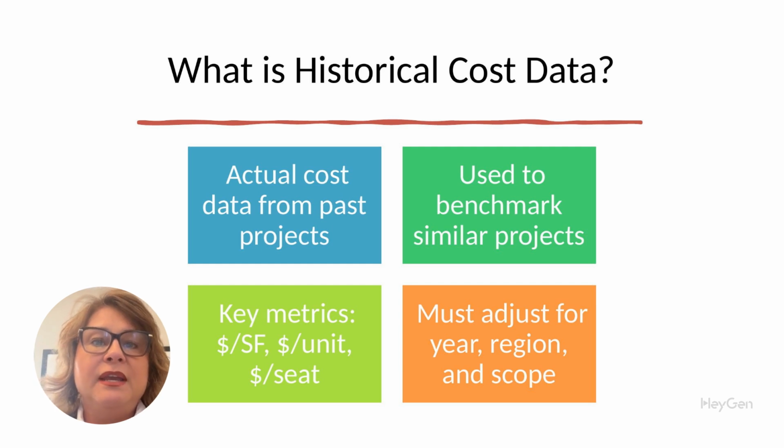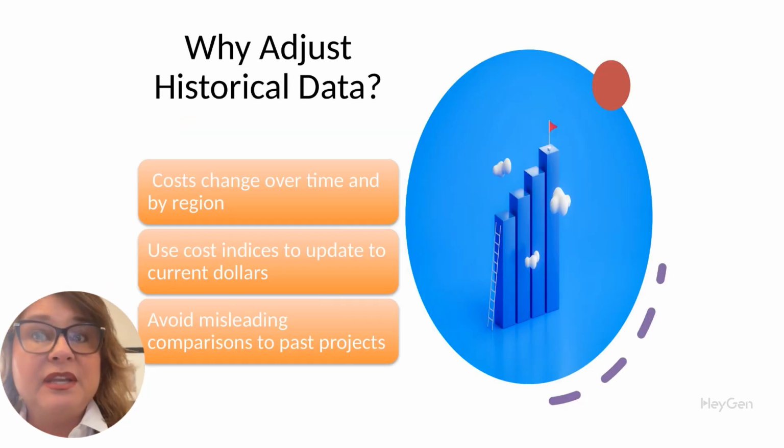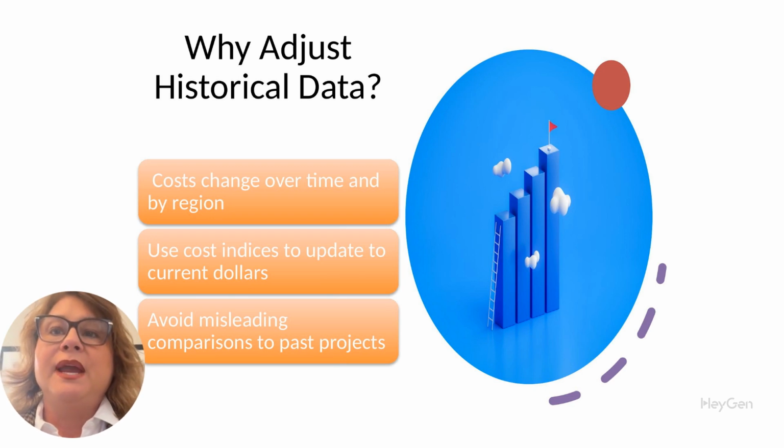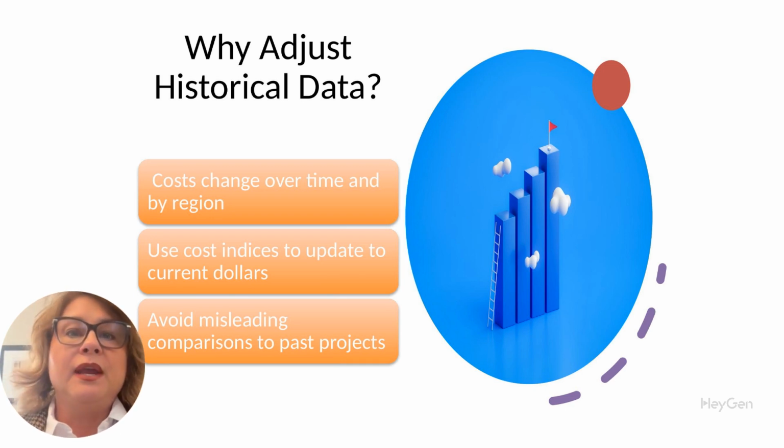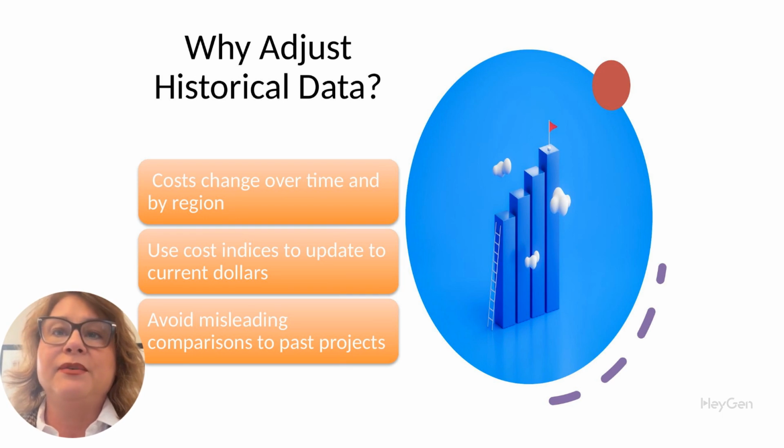Historical cost data is not just a reference, it's a starting point for insight. It helps you predict, communicate, and defend your estimate, especially in the early phases when full details aren't yet available. The details are what separate a solid conceptual estimate from a misleading one. 1. Costs change over time and by region. The number one mistake in using historical data is assuming that construction costs stay static.